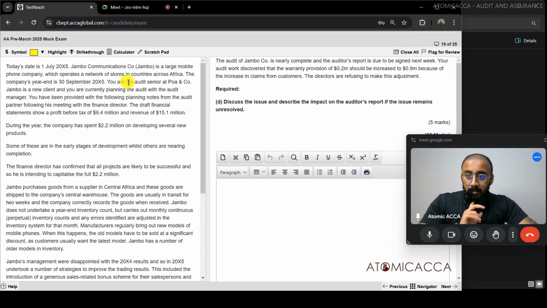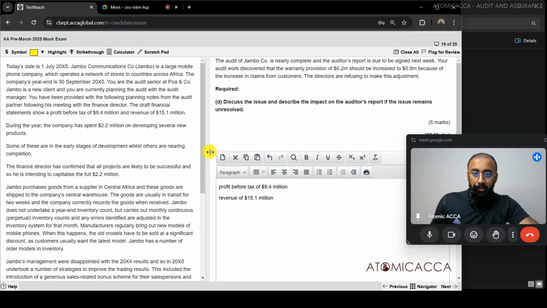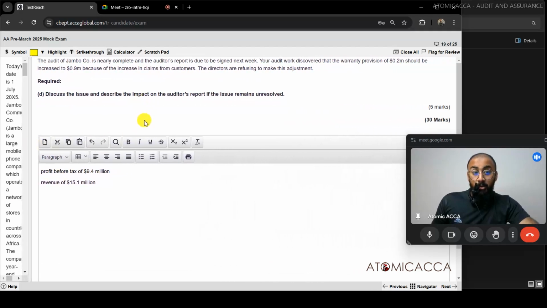So audit senior draft financial statement show a profit before tax of 9.4 million. So I'll just copy paste it over here. And revenue of 15.1 million. This also I'll just copy it over here. What a company has spent 2.2. Okay, that is something else. Okay. So we're done with all our information that's necessary to do that audit report question.